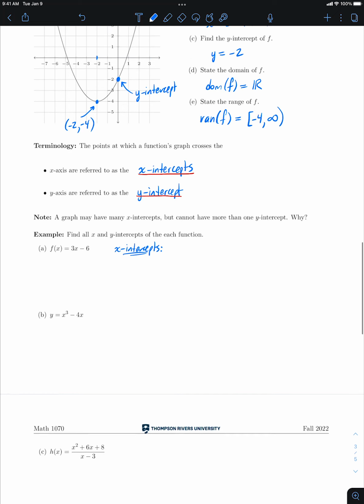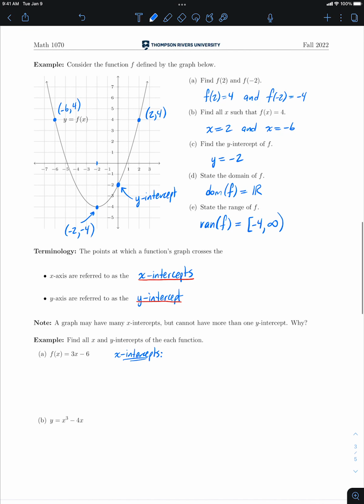Think about it this way. If you look at this graph, for example, this is an x-intercept and this is an x-intercept, right? Why don't we label that? Nothing's stopping us from doing that. These are the x-intercepts. What is the idea here? The idea is their y-coordinates are 0, right? That's what it means to be a point on the x-axis. It means you have a y-coordinate of 0.